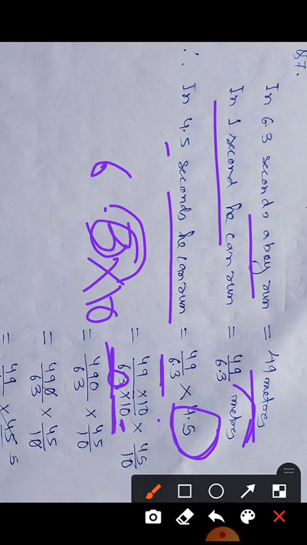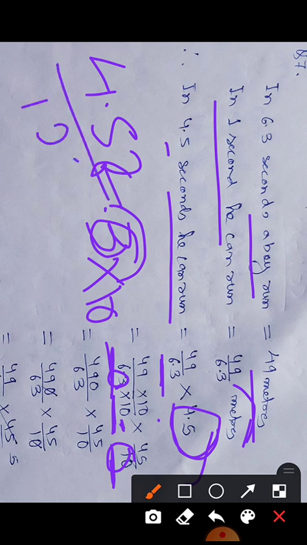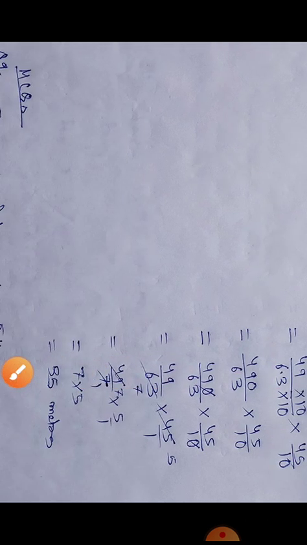So when you want to move this point out, then you have to put 10 below, because only one number is there after the point, therefore we are writing 10. If there were two numbers, like 4.52, then we would have divided it by 100, because two digits are there after the point. So now 490 by 63 into 45 by 10. Now this 0 will be cancelled by the 0 of the 10. What is left? 49 by 63 into 45 by 1.